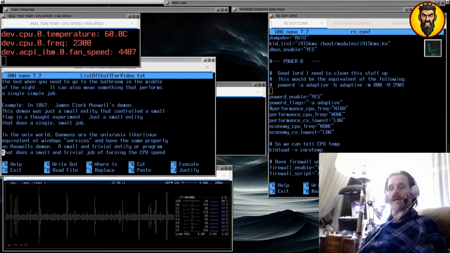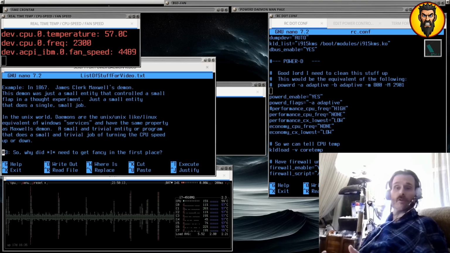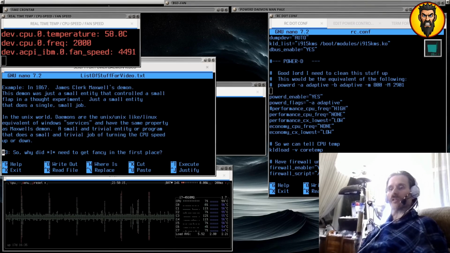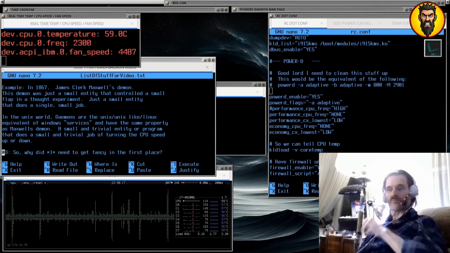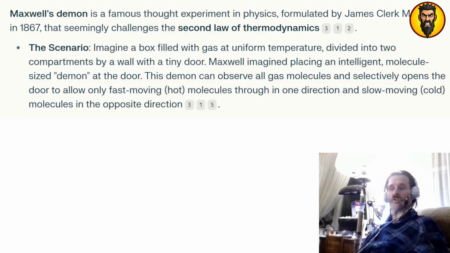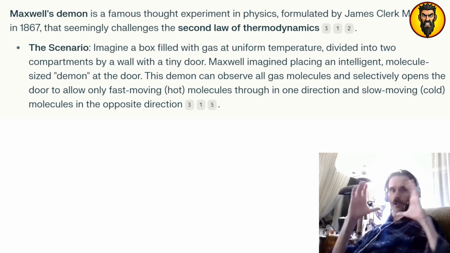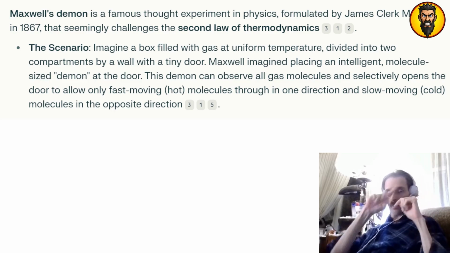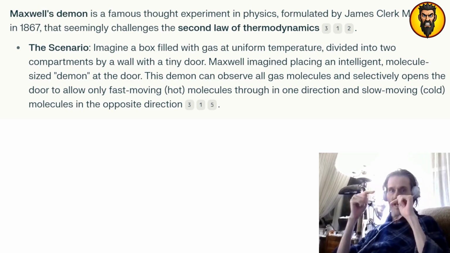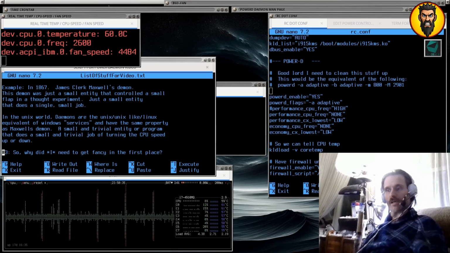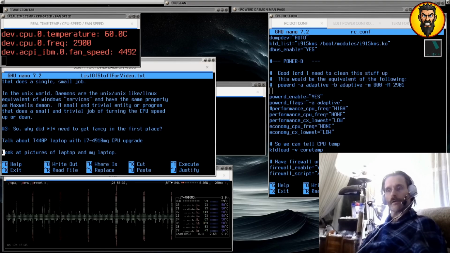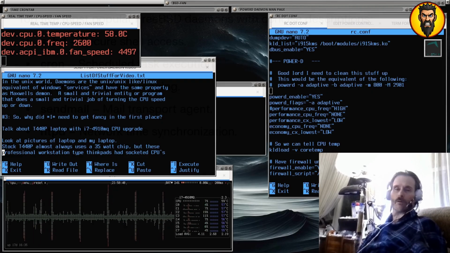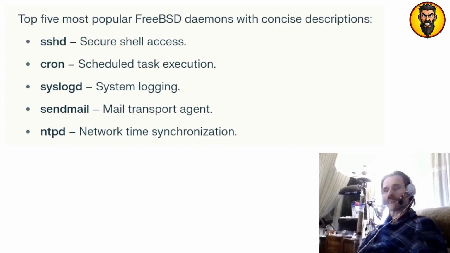A good example of that in common culture is back in 1867, before the turn of the last century, I guess, James Clerk Maxwell had the little daemon in his physics thought experiment, where you had a little box and this little guy in the middle that would open and close a little shutter as atoms or molecules of various energies were trying to get through. But in the Unix or Linux world, we just use that word to refer to services.